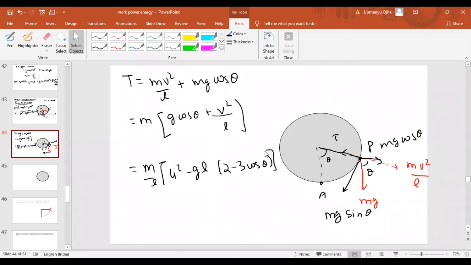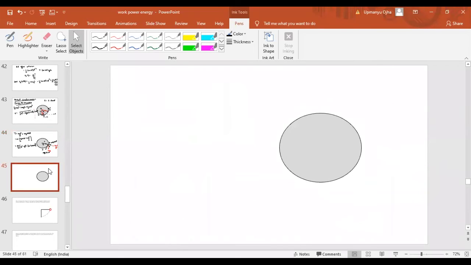Now if we see here, we can divide this circle into 4 equal parts. Like this is the initial position A, where the mass has started. This is point B. Point B means when the mass has traveled 90 degrees. Then point C, which is the topmost point, and point D.